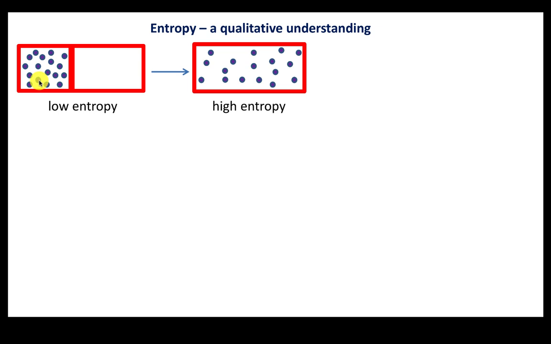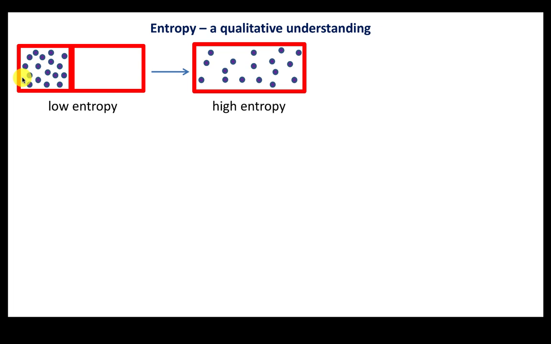Let's start by understanding entropy in a qualitative way. By qualitative, I mean without using formulae or mathematics. We'll come to that later. Okay, so here is a container with some molecules that are confined by this partition to the left-hand part of this box. So each molecule can move around freely, but only in this part.